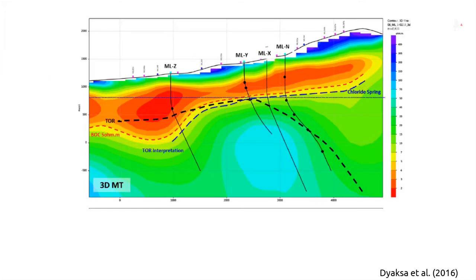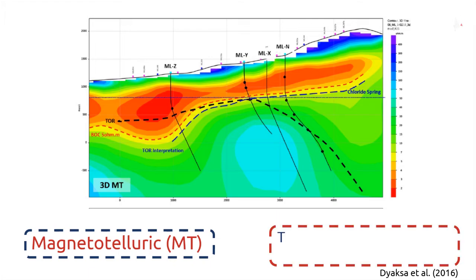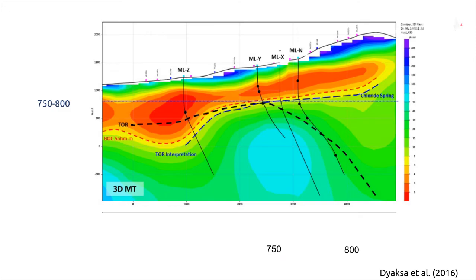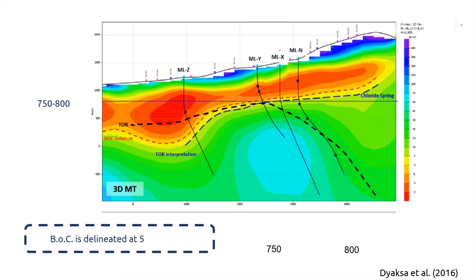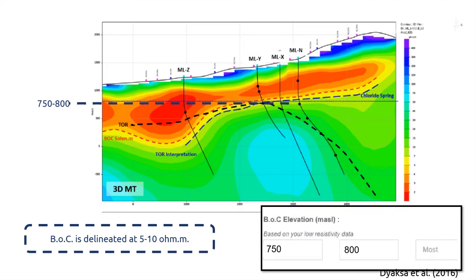In a previous video, we have learned that the base of conductive elevation can be delineated from the resistivity model, either resulted from the inversion of magnetotelluric or MT or transient electromagnetic or TEM method, or both of them. BOC elevation is interpreted by the low resistivity anomaly of 5 until 10 ohm meters that correlates to the smectite clay cap. From the resistivity model, the BOC elevation below the well MLX is around 750 until 800 meters above sea level.